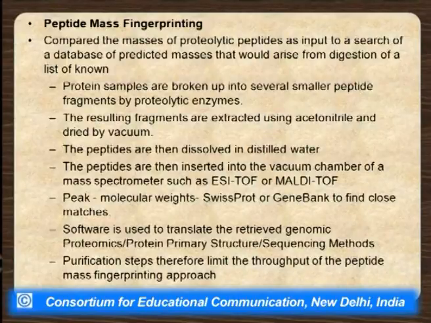So, here the protein is broken into several fragments by proteolytic enzymes. Generally, we said the tryptic digested fragments are available in the databases. The resulting fragments are extracted using acetonitrile and then dried by vacuum, and then they are dissolved and inserted into a vacuum chamber of a mass spectrometer such as the ESI-TOF and MALDI-TOF. And the peaks that arise, we can use for determining the molecular weight of the peptide and compare it in the SwissProt and GenBank to find the closest matches.